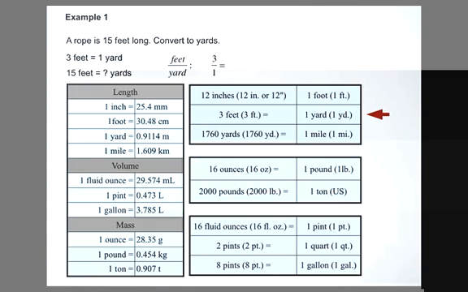We have 3 over 1 is equal to 15 over x. We set up this proportion so that we can easily convert from one to another. We know that there are 3 feet for every yard, so there'll be 15 feet for every x yards. And then we cross multiply. 3x is equal to 1 multiplied by 15, or 3x is equal to 15. Now we just have to solve for x by dividing through by 3. When we do that, we find that x is equal to 5. Therefore, a 15-foot long rope is 5 yards long.